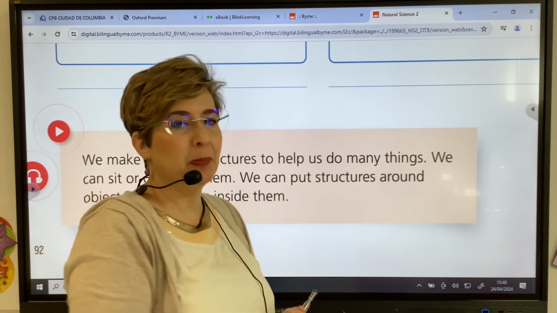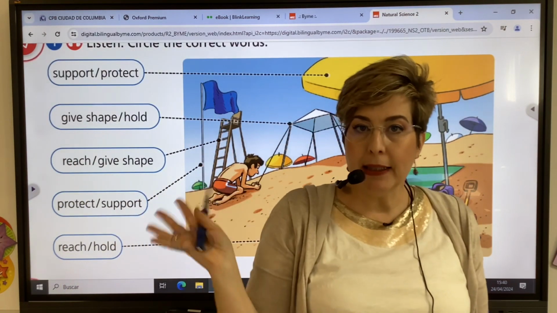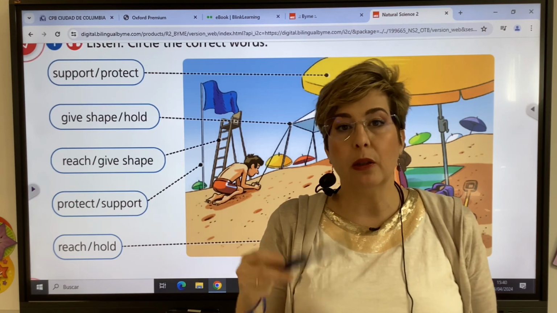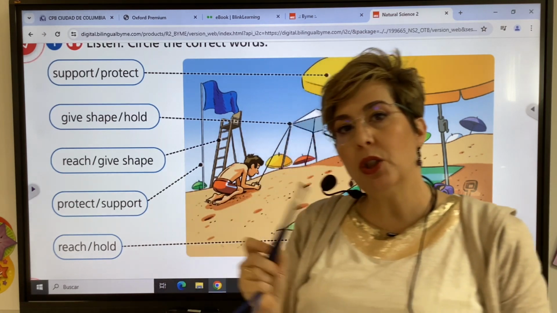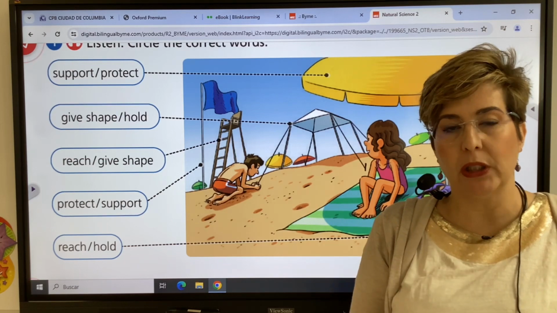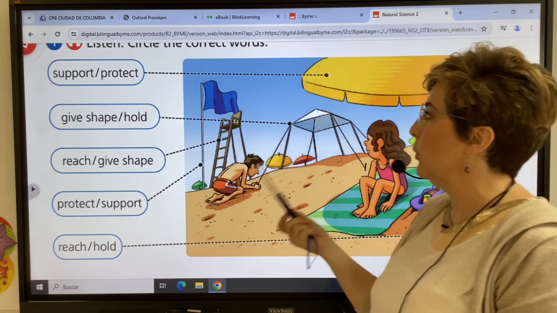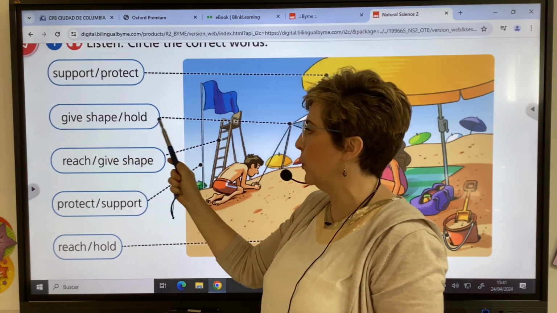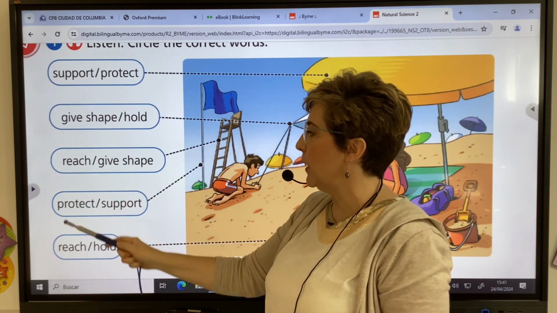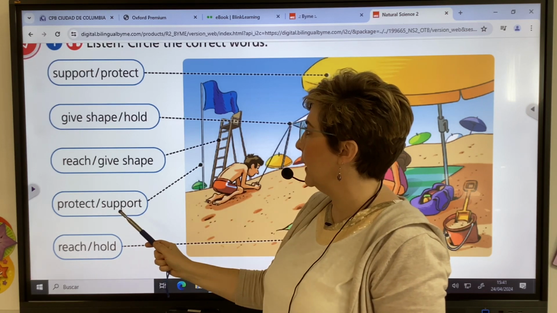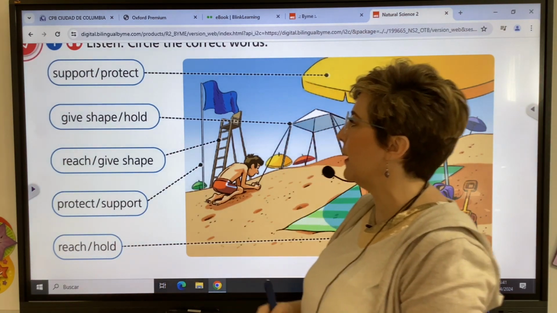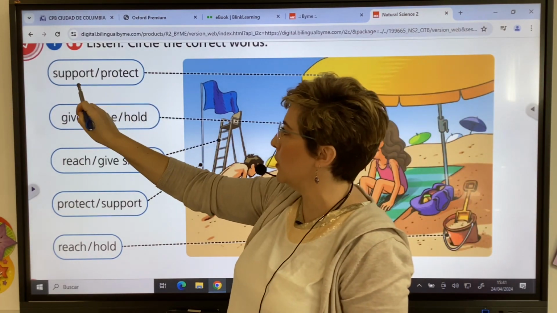Let's go to the next part. In this picture, we have different structures, and we are going to see what we use structures for. Do we use them for support, for protection, for giving shape, for holding, for reaching, for protecting and support again, reach and hold. So these are the things that we are going to study.